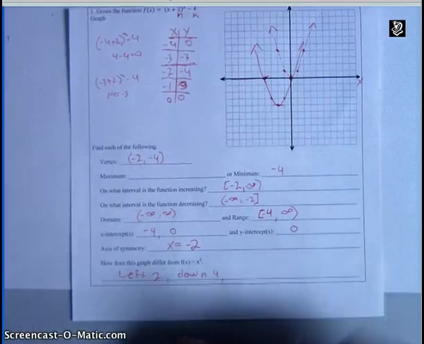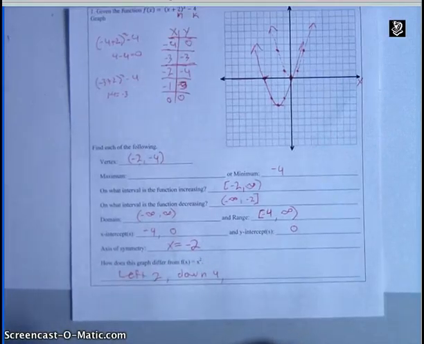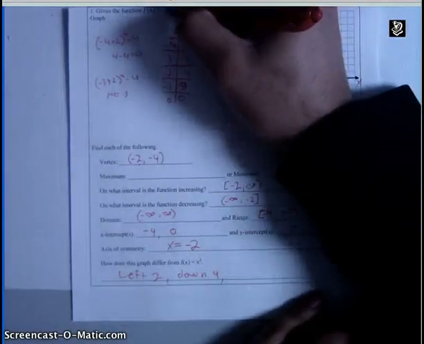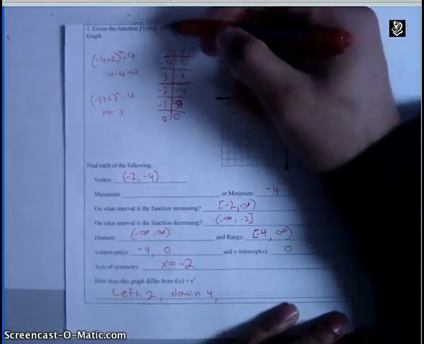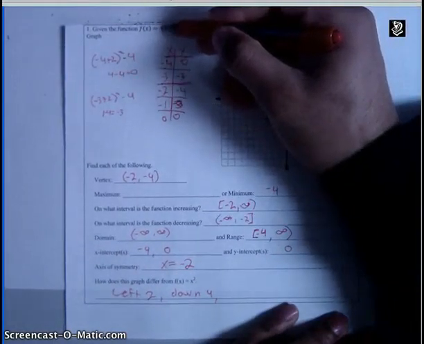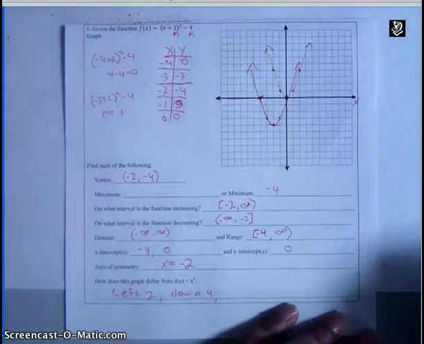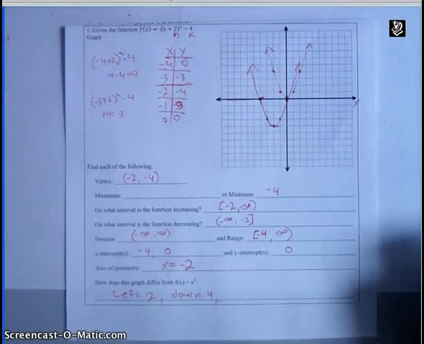The only other things we would have to say is if it was flipped or if it was stretched or shrunk, but neither one of those happened because there was no number a out here in front of the original. So if you look at the original, there's no number out here, so therefore we didn't have to do that. And that's where we left off before break.